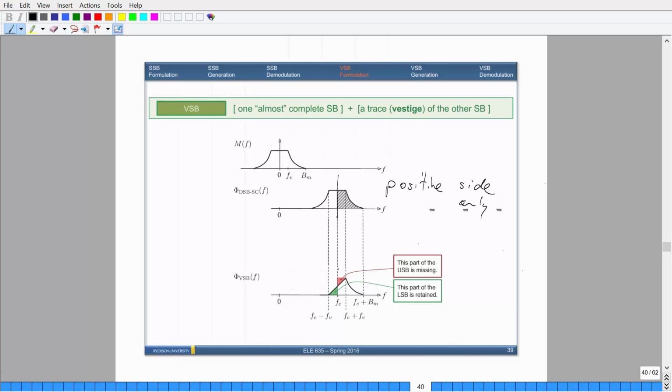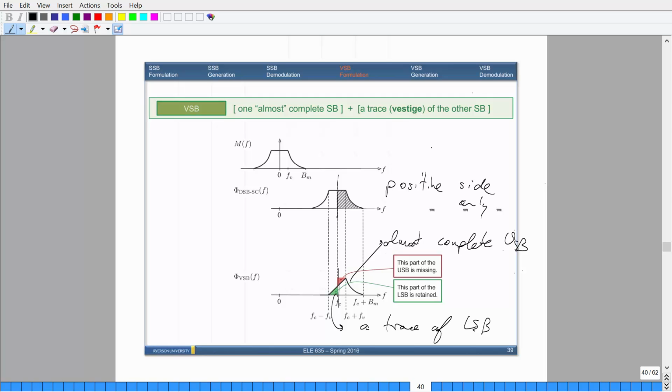What's happening here, if we split it down the middle, is this is the almost complete part, and we're going to take a look at the upper sideband here for now. Then this is a trace of the lower sideband. So a little bit of the upper sideband is missing, and only a small part of the lower sideband is retained. If you transmit this over your channel, this is what is known as vestigial sideband modulation. So you got most of the upper sideband, and a little bit of the other one that you're missing. Then you transmit that together, and that would be the actual transmitted signal.